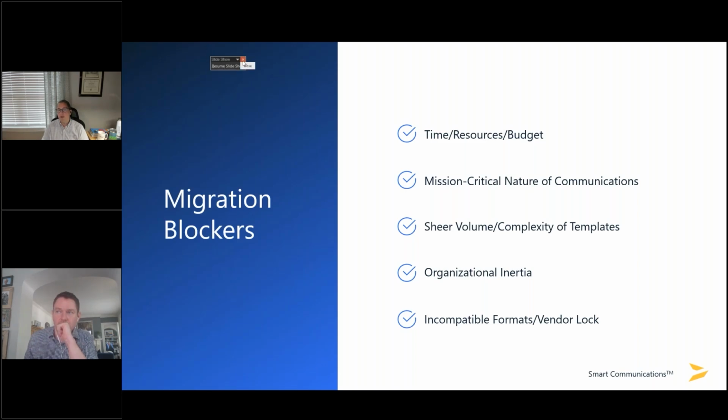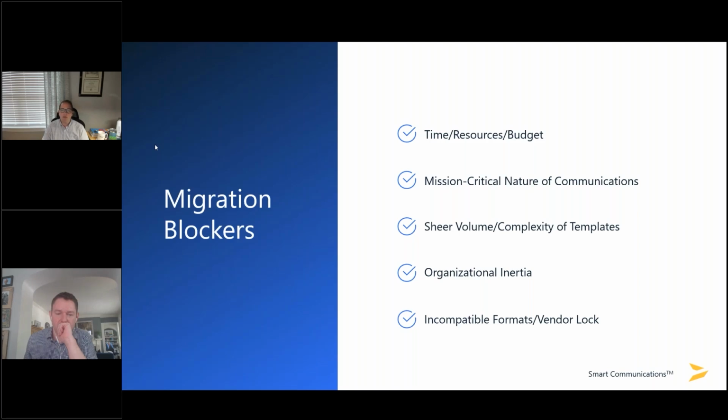Then you have the sheer volume and complexity of templates. This kind of goes along with organizational inertia. It's difficult to overcome that mind block of saying, oh, I've got thousands and thousands of templates that I need to rebuild again. Just the thought of that is too much for a lot of organizations. So by breaking it down into manageable chunks and proving out that the migration process works, you can overcome these things. You can also look at ways to automate. And so we're going to show you an example of that in just a few moments here, a demo of our automation tools.